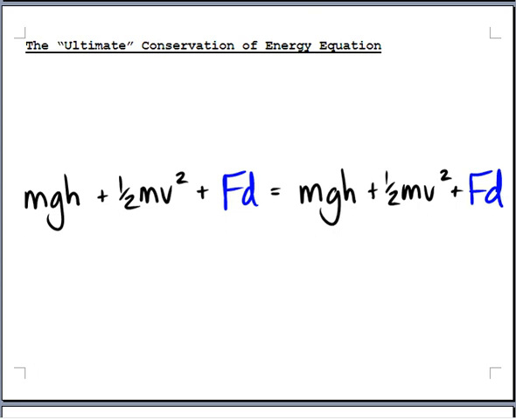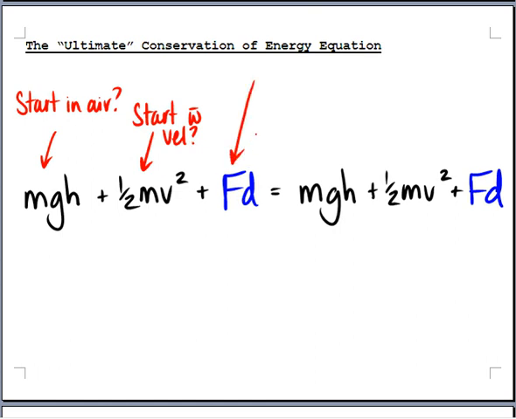Here's what you want to ask yourself. We already sort of played this game, so I'm not going to go through too long. Maybe I'll just label the new ones if that's okay to save time. This MGH right here was, does the object start in the air, slash on a building, slash on a hill. And the 1/2 mv squared was, does this thing start with some velocity? Is it moving initially? And now we've got this F times D term.